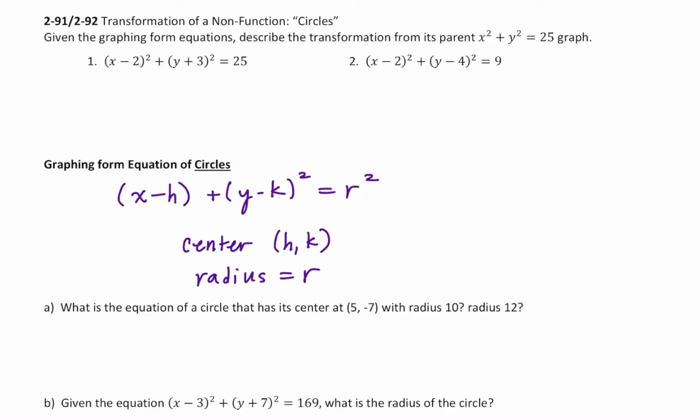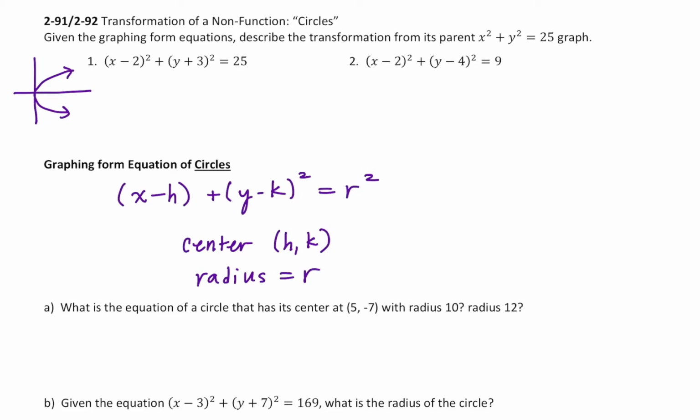In lesson 2.24, we learned two non-functions. One of them was a sleeping parabola that looked like this. And we also looked at circles. So in this video, I'm going to briefly review circles.